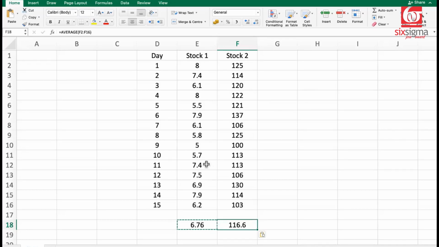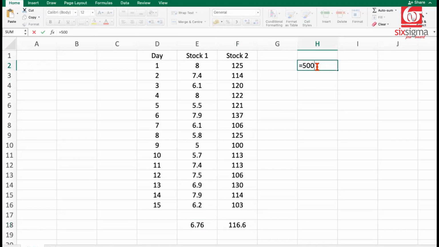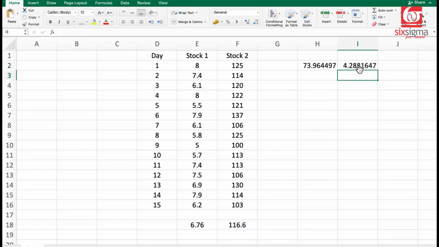Another reason behind this choice would be that if, let's say, I'm putting $500 in the market, then how many units of stock one would I get? I'll get 73, 74 units of stock one. And for the same $500, how many units of stock two would I get? I'll get just 4 units. So a lot of people feel getting more units of a stock is a good idea, but that actually is not the case, because what matters is how much money you're putting in the market and how the stock gives you returns on that.